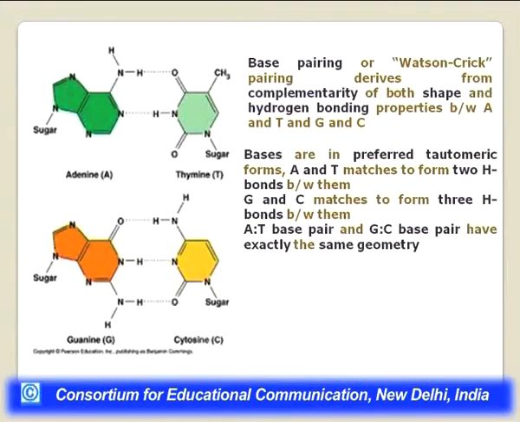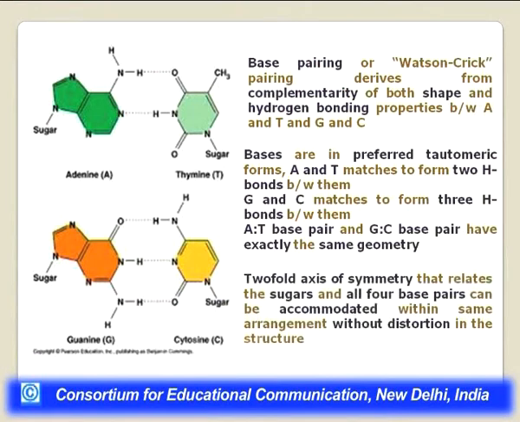The bases are in preferred tautomeric forms. The A and T match to form 2 hydrogen bonds between them, and G and C match to form 3 hydrogen bonds between them. AT base pair and GC base pair have exactly the same geometry, giving uniformity on the outside because they are located inside the double helical structure. The two-fold axis of symmetry that relates the sugars and all 4 base pairs can then be accommodated within the same arrangement without any distortion in the structure.